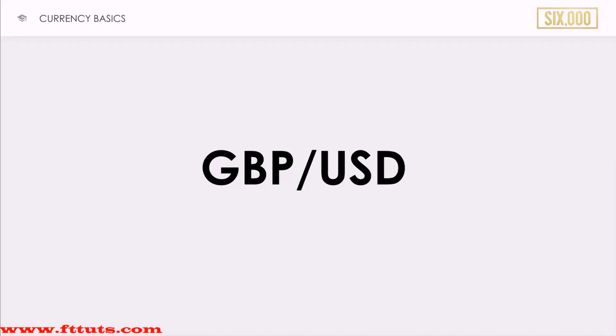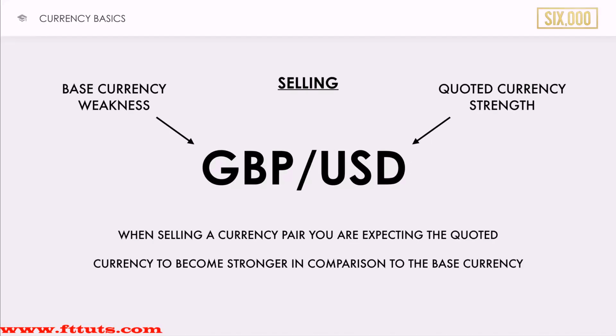Now on the other side, we have a selling situation. So what we're looking at here is when we're selling a currency pair, the base currency, we're looking for weakness. And mainly what we're looking for is the quoted currency to become stronger. Again, it doesn't mean that the base currency is weak necessarily. It could be that the dollar is just simply stronger than the pound. So when selling a currency pair, you're expecting the quoted currency to become stronger in comparison to the base currency.